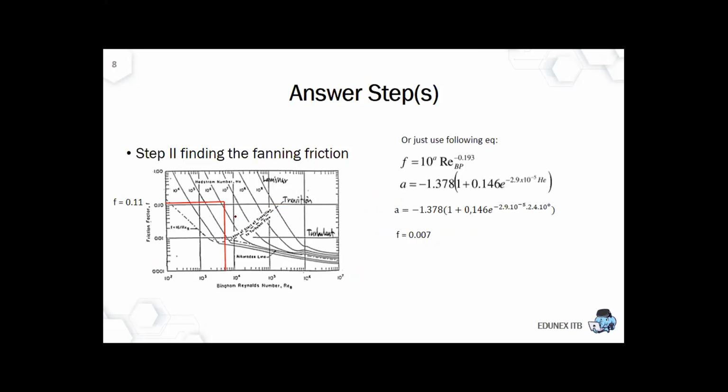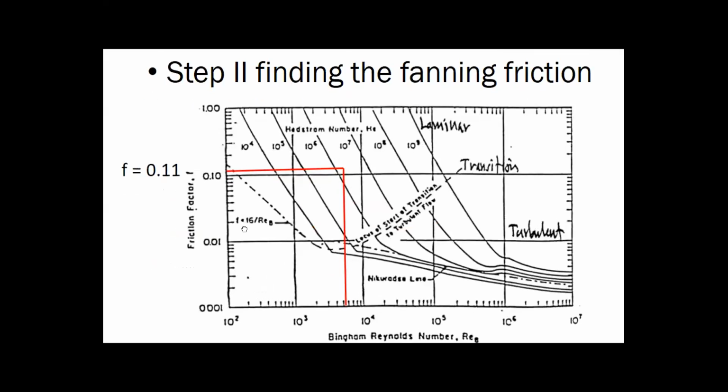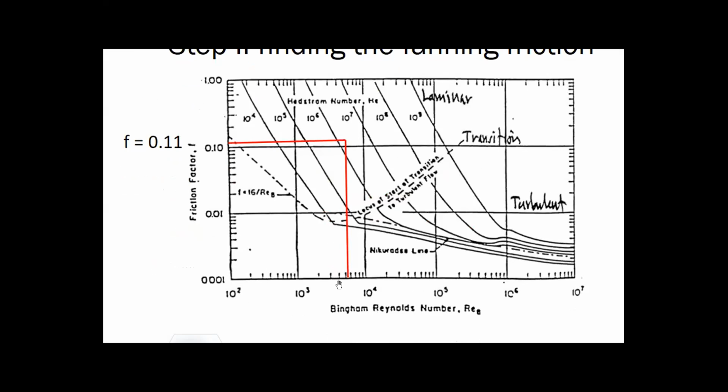And then, how do we find the Fanning friction factor? We have two ways here. Now we know the Reynolds number here is around 5,000-something, and we know the Hedstrom number, 2 million. So it's going to be around here, and the friction factor is around 0.11.